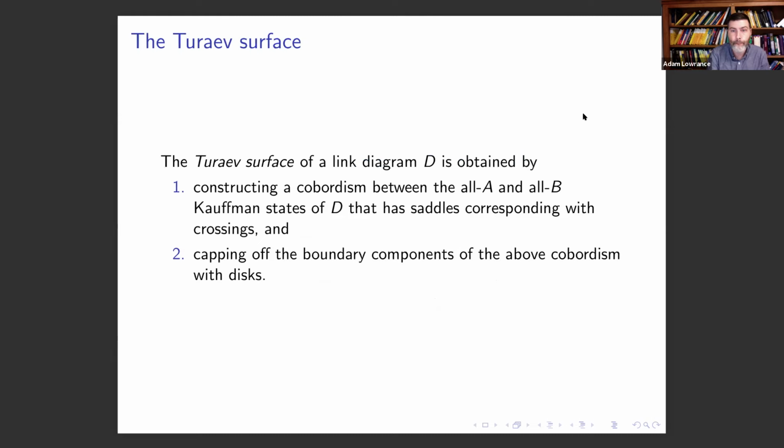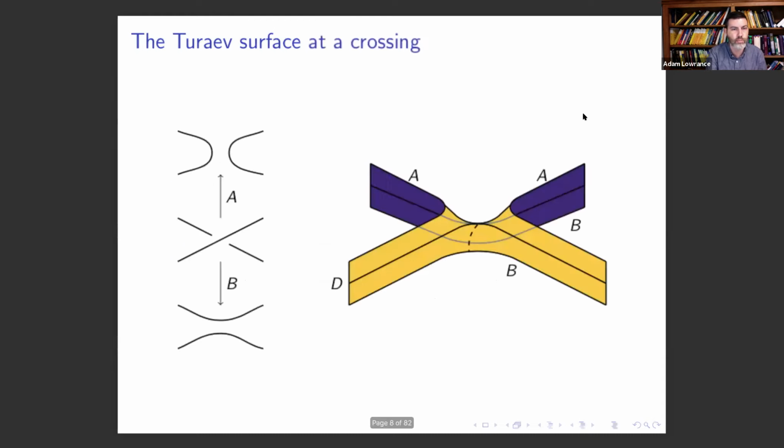Okay, so here we go. So what's this Turaev surface, or the atom, as y'all might say it. The way that I like to think about it is you start by constructing a cobordism between the all A and all B states of the knot diagram, where there are saddles that correspond to the crossings, and then you cap off all the boundary components of the cobordism with disks. And this is wordy, and it's better to show it in pictures. So let's show it in pictures.